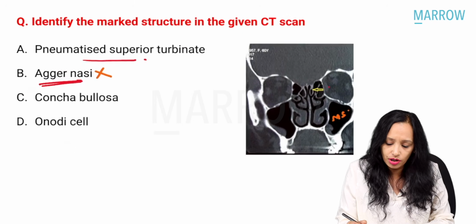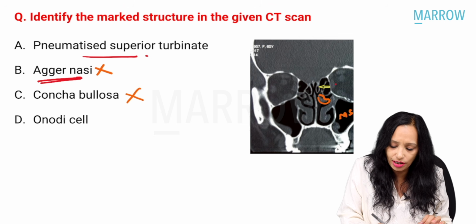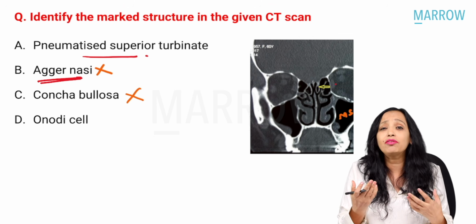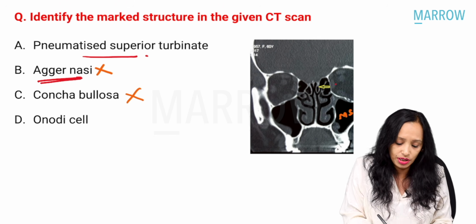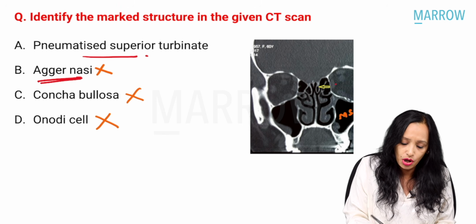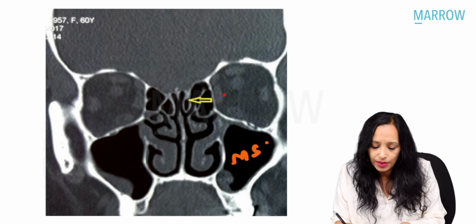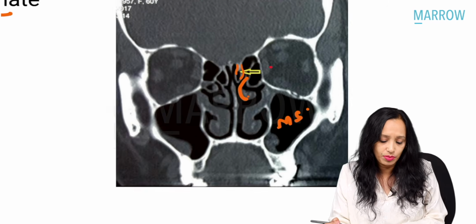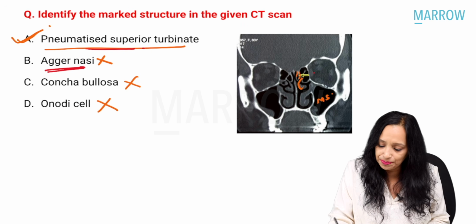Concha bullosa, can it be concha bullosa? Concha bullosa is pneumatization of the middle turbinate. No, this is not the middle turbinate. We can delineate the middle turbinate very clearly here. Onodi cell. Onodi cell will be seen in relation to the sphenoid sinus. Are we even seeing the sphenoid sinus here? No. So no, this cannot be the Onodi cell also. So pneumatized superior turbinate, let us have a look again at this picture. Yes, this is the middle turbinate. This is the superior turbinate. Yes, it is pneumatized superior turbinate. So this is how by ruling out you can come to the answer.